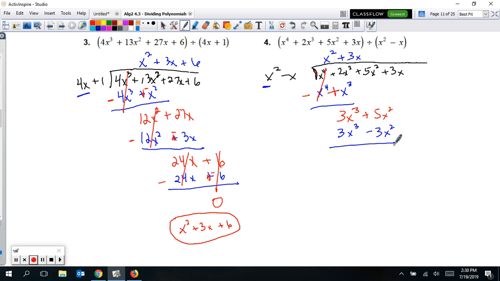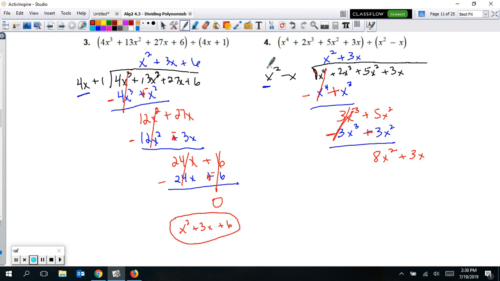And so again, we're going to subtract here. So change both signs to their opposites. So this becomes negative here. This will become a positive, so we can cancel those out. 5 plus 3 is 8x squared. And then we can bring down our next term here. Not x to the 3rd, sorry, 3x.